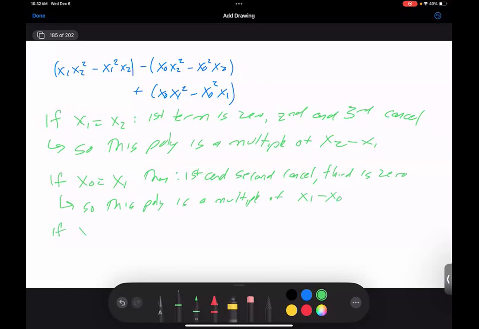And then the last one is if x naught equals x2. So if x naught equals x2, now let's see, the second term is now going to be 0, right? Then the second term vanishes. And now, x naught equals x2. So if you now look, the first term starts off with x1, x2 squared, and the second term ends with a negative x2 squared x1 because x naught is x2. So now the first and the third cancel.